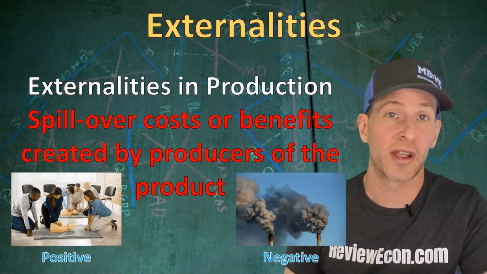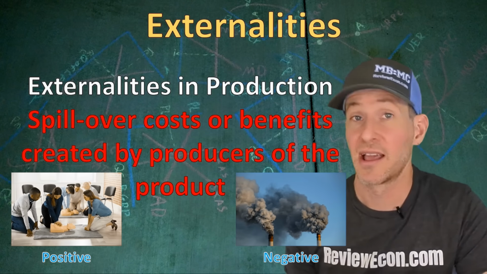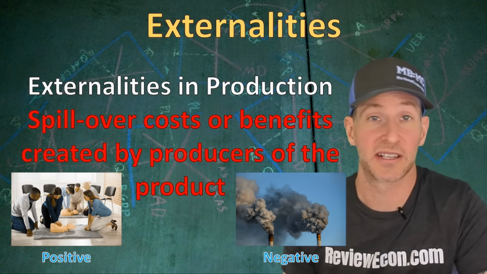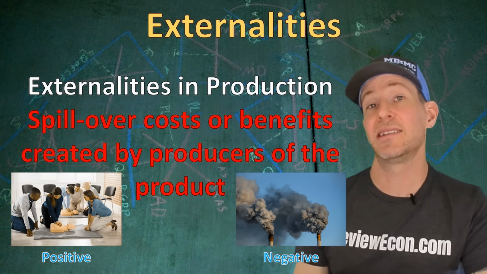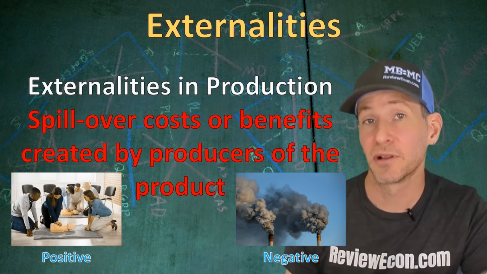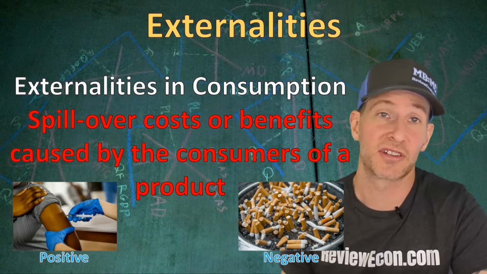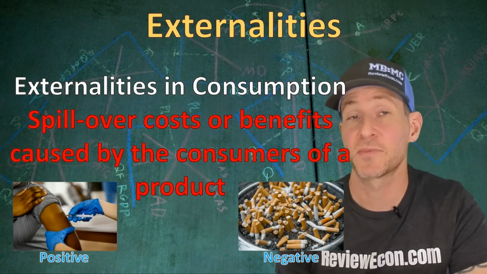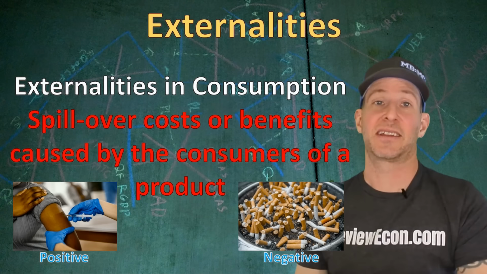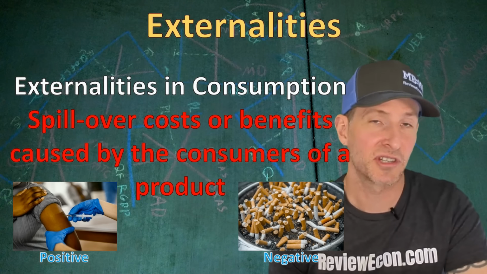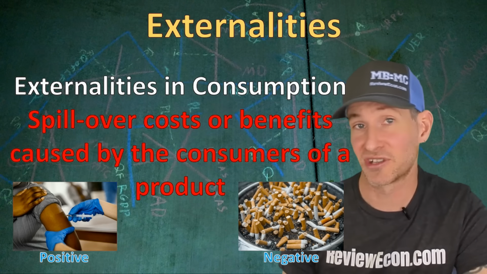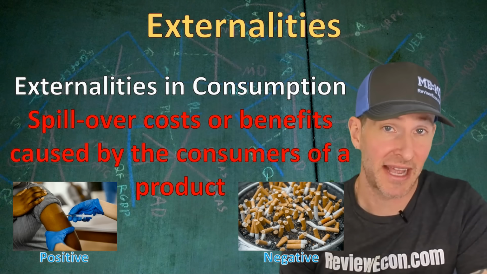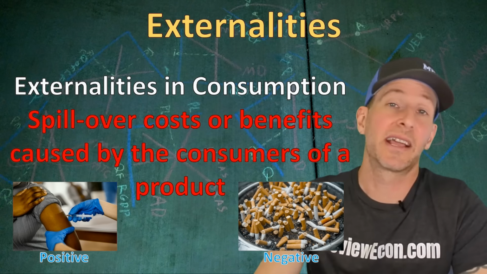Externalities in production are created by the producers of a product. We can have positive externalities in production like safety training that makes the rest of our community feel a little safer, and negative externalities in production like pollution from factories. We can also have externalities in consumption as well. There, the spillover costs or benefits are caused by the consumers of a product. Vaccinations are a positive externality in consumption, and a negative externality in consumption is cigarettes.